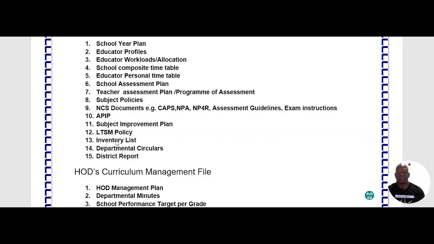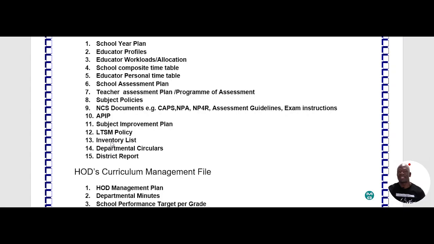Right, the next one is number 13, that's the inventory list. The inventory list is the list of teaching and learning materials that the educator might have in his or her department. You should know, for example, how many globes or how many maps or data projectors and laptops you have in the department, so that if ever there's a time for you to do stock taking, that should be done on the basis of the list of items that you have.